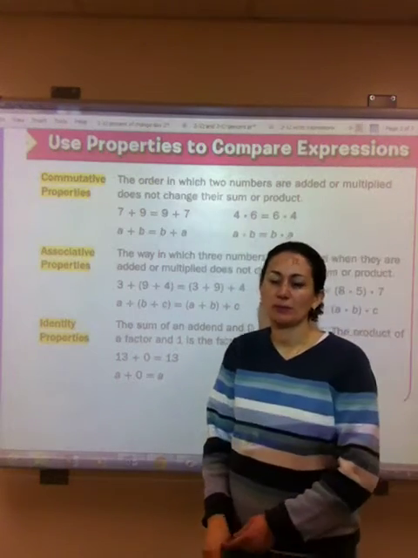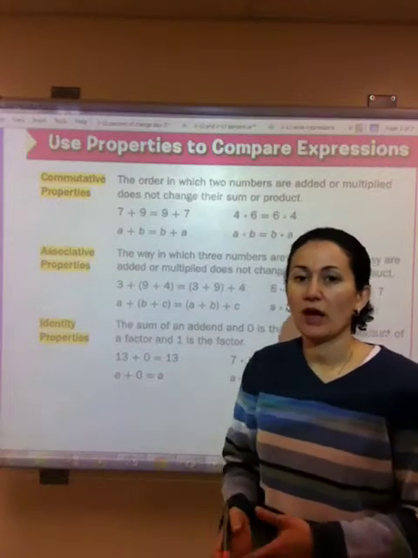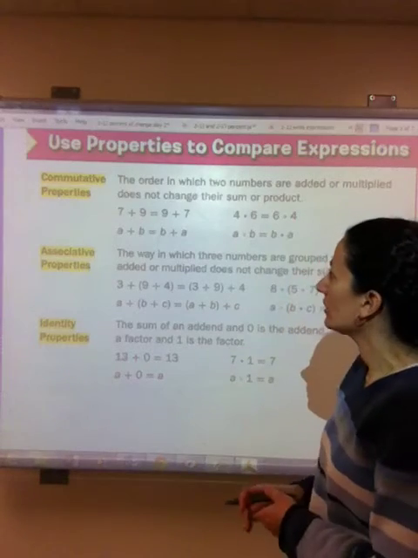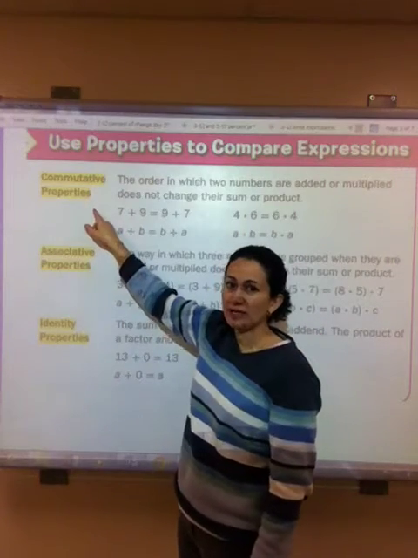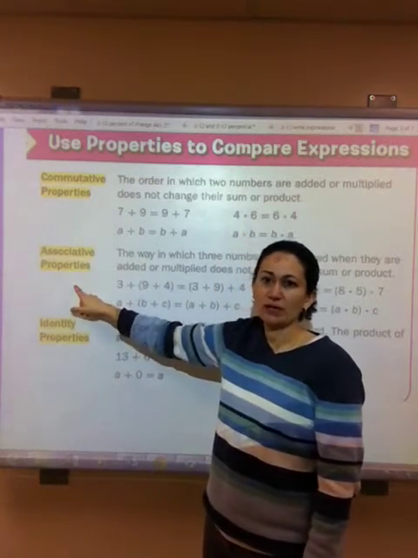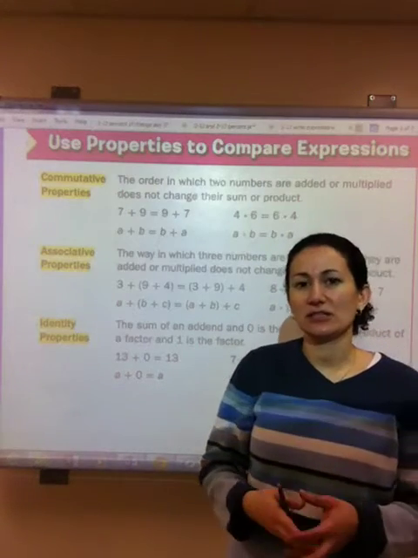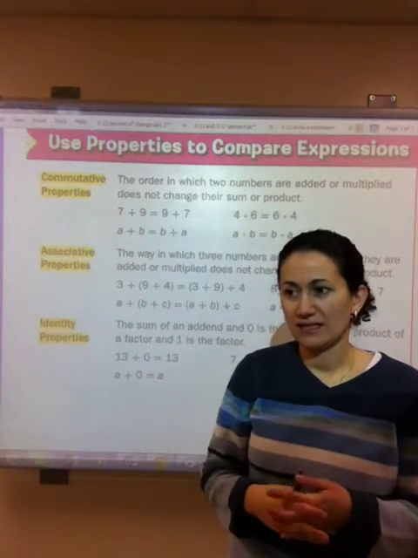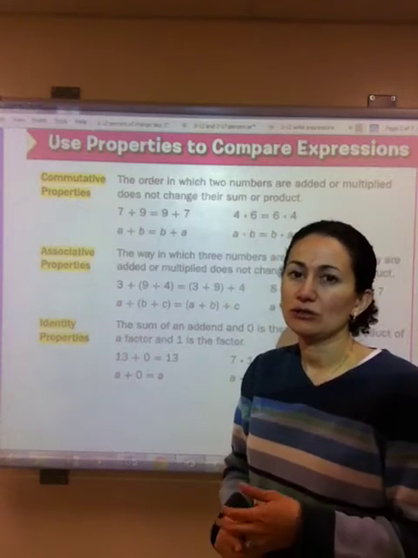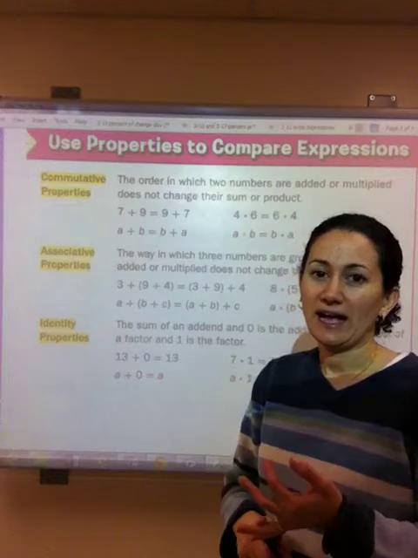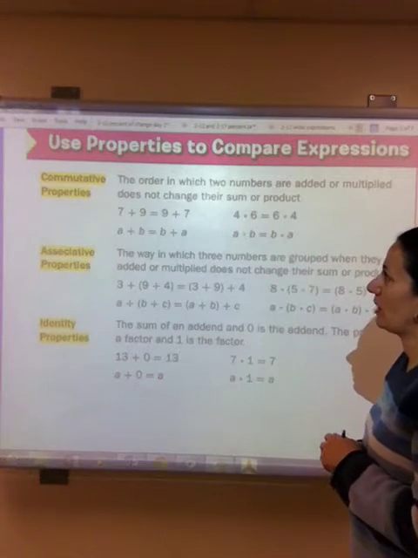About mathematical properties. A property is simply a rule that holds true when operating with numbers. We're going to learn about three different properties today: the commutative property, the associative property, and the identity property. I'm going to give you a definition and examples for each of these properties. If I'm talking too quickly, make sure you pause the video so you can write down the definitions and the examples. The first one is the commutative property.